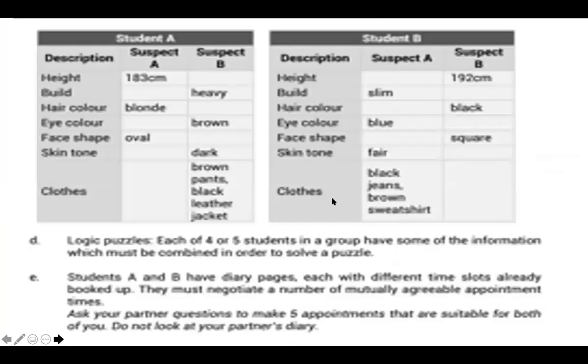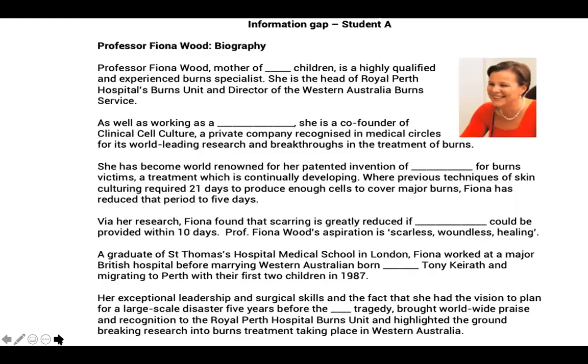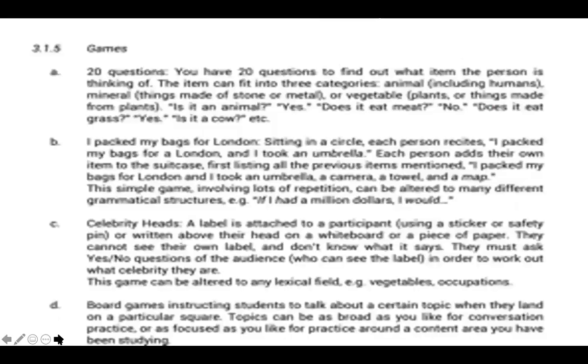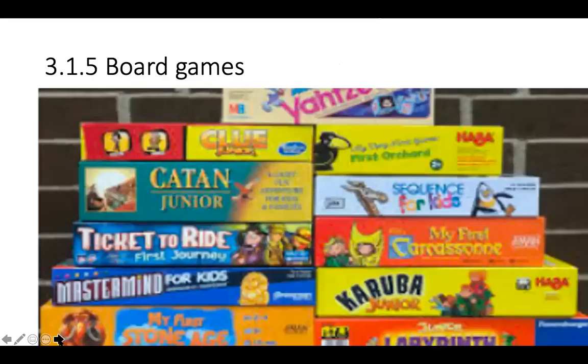So once again, encouraging speaking in a fluency or freer stage of your lesson. This is a fill in the gap. This is another fill in the gap. That's from your book. And other games we can do are like celebrity heads. We've got to guess who you are, which animal or vegetable or famous person.